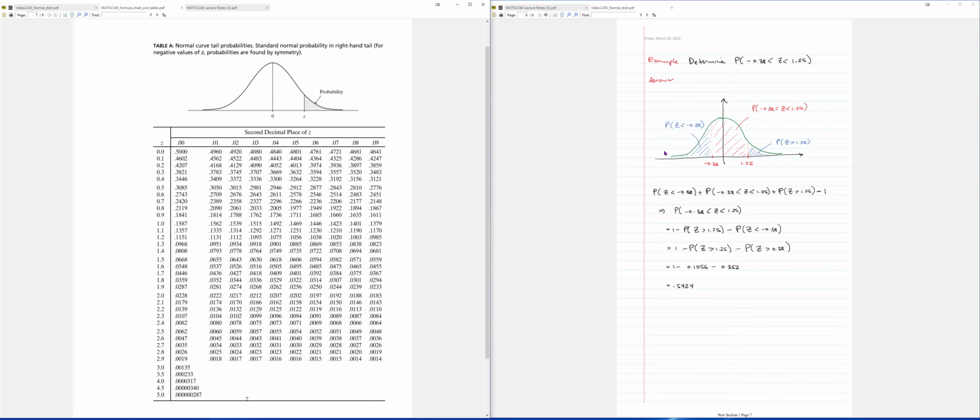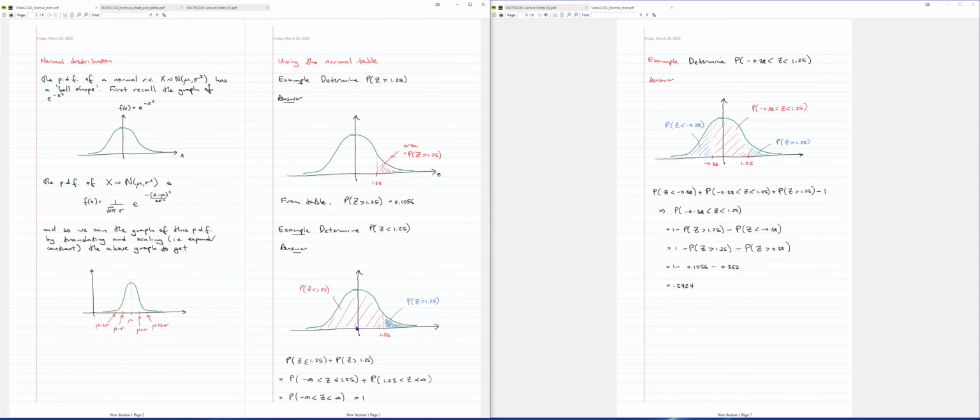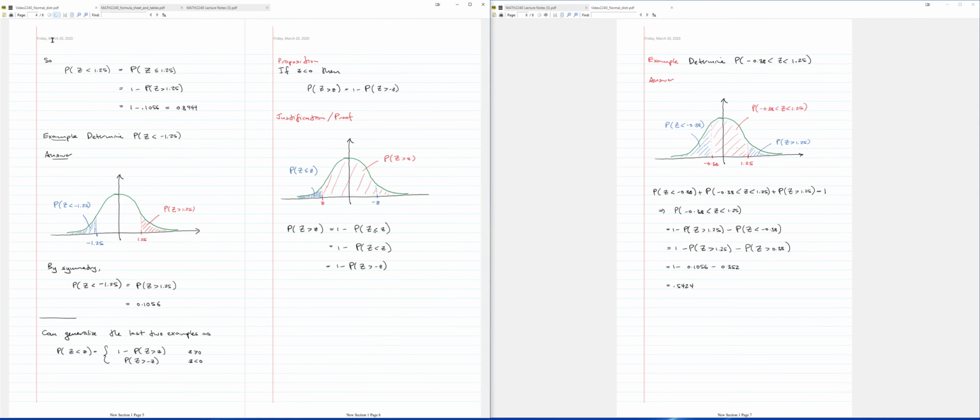Now z less than a negative value, you want to remember how we do that one. If we have something less than a negative value, what you want to do is use your symmetry over here. So z less than a negative value is going to be equal to probability z bigger than the positive value. So notice this negative over here converts to positive. You use the same idea over here. And now both of these are just going to come straight from a table.